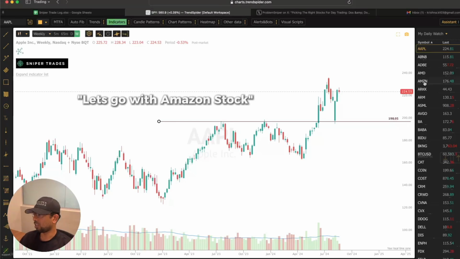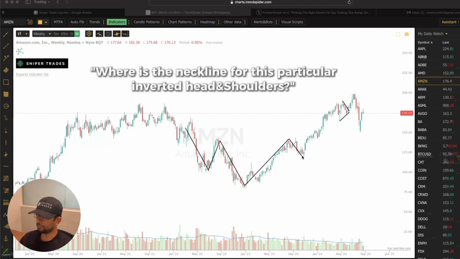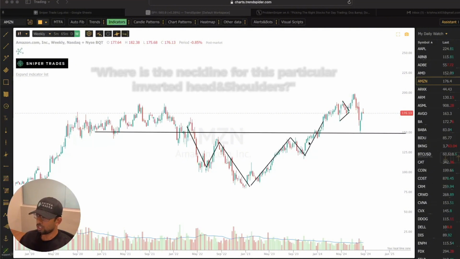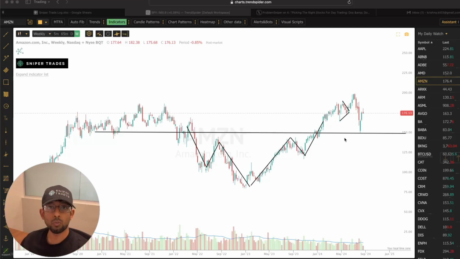Let's go with Amazon maybe, right? So this is the inverted head and shoulders that broke out. Where is the neckline for this particular inverted head and shoulders? So this is the neckline, right? This is where I would probably expect a retest, and that is where I would want to look for selling cash secured puts, which we did, and also buying the dip at that level, because that is the level that broke out, which is the neckline. The neckline breakout is what is being retested. So that is something that you want to look out for as well.